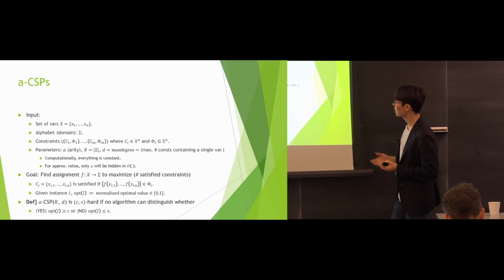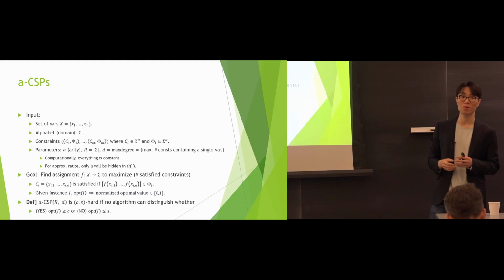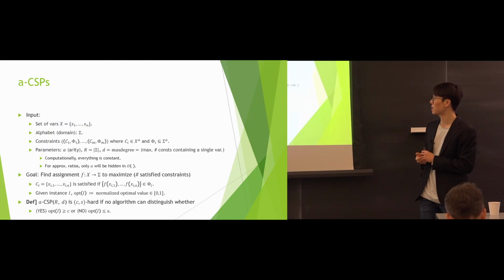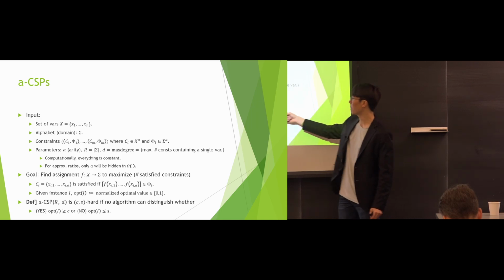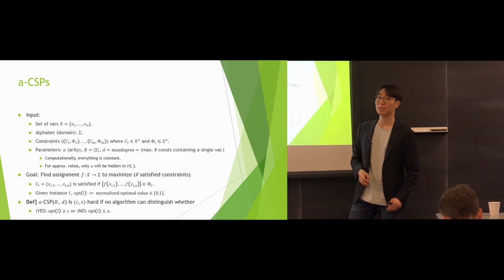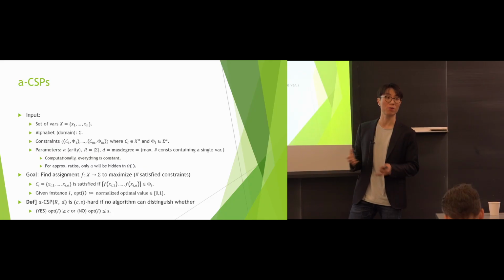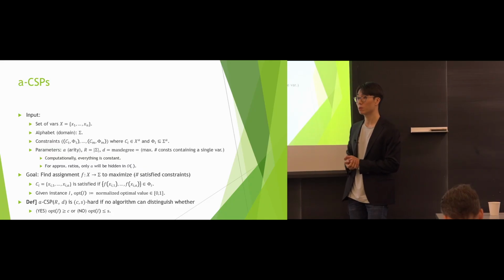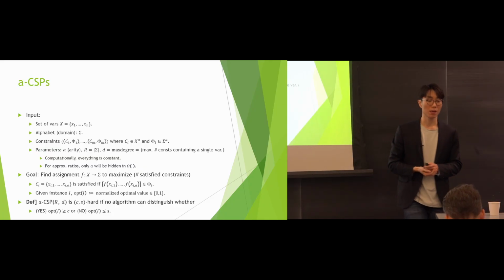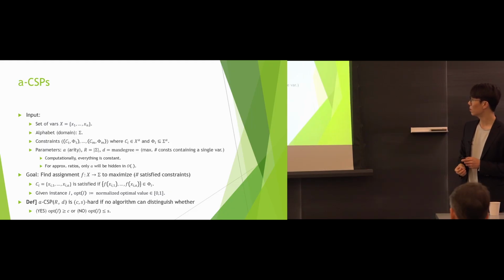Okay, so the goal is to find an assignment that gives a member of the alphabet to each variable to maximize the number of satisfied constraints. This can be formalized in this way. Given an instance I, let me define opt(I) to be the normalized optimal value for the instance, which is between 0 and 1. Okay, so those are all standard notions.